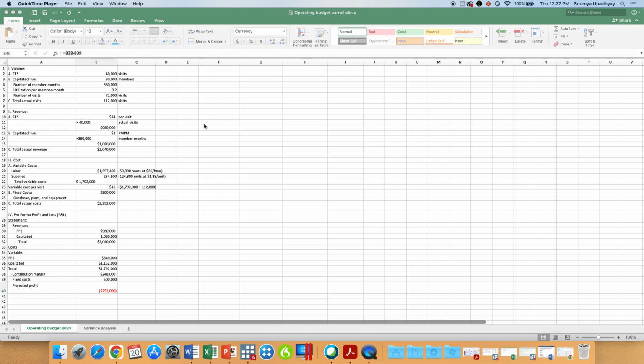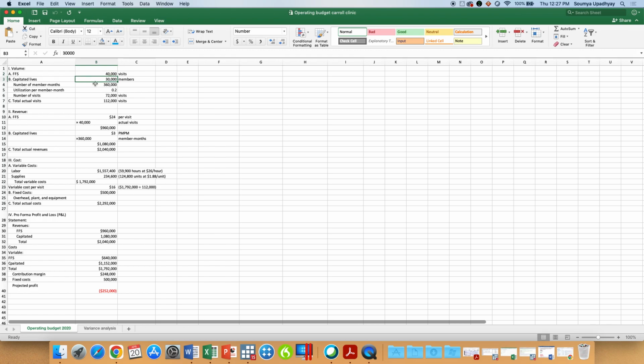Moving on from the slides, here we are looking at the operating budget for Caroll Clinic for the year 2020. The first thing that we look at is the volume. Now the volume is based on two types, fee for service and capitated lives. The fee for service is 40,000 visits, while the capitated lives is 30,000 members.